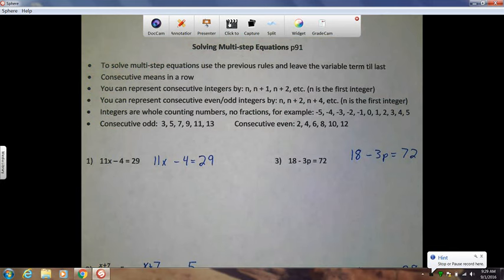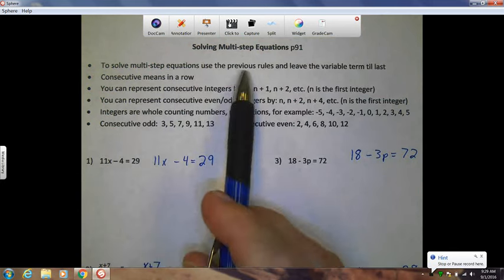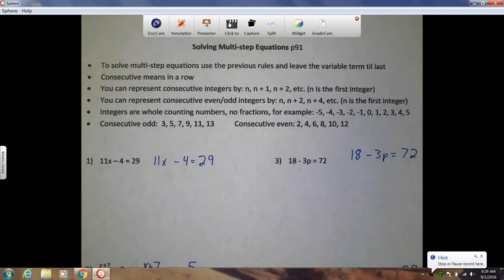First thing I want you guys to see is to do this, we're going to use some of the previous rules. So that means that we're trying to solve for one of the variables, not -1. So if we need to add or subtract, multiply or divide, whatever we do, we have to do the same thing to both sides. And we're going to leave the variable term till last. Now you don't have to do this, but if you get in the habit of doing this, it'll make sure you do things in the correct order.